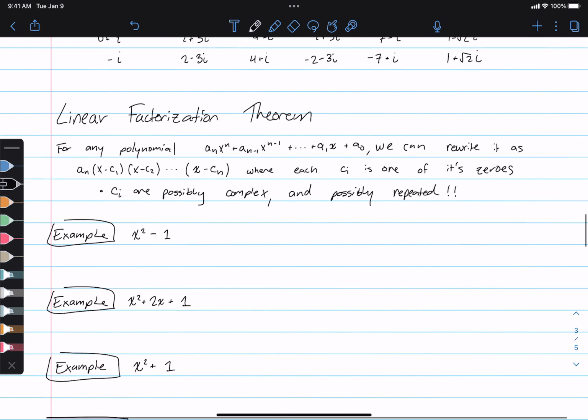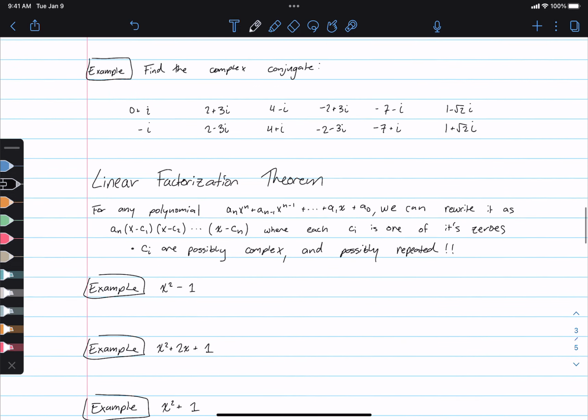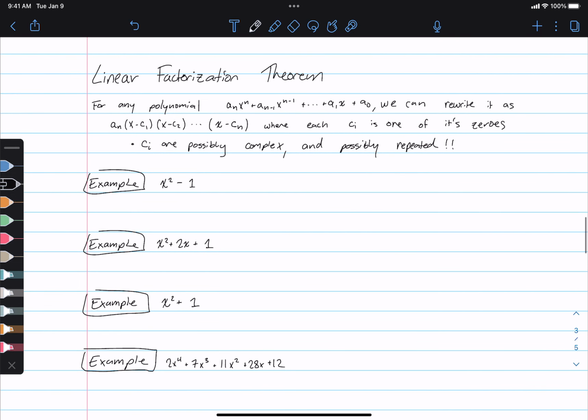So our next topic is going to be the linear factorization theorem, which states that for any polynomial, we can rewrite it as its leading coefficient times all of its zeros. So times a linear factor of all of its zeros. So let's just do examples. So all the c_i are possibly complex and possibly repeated, and I will go into what that means.